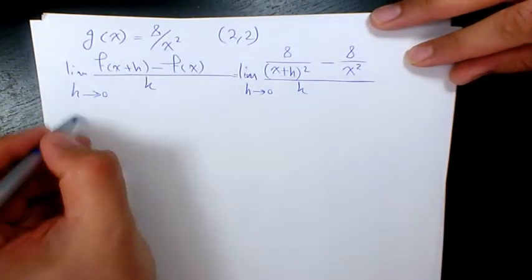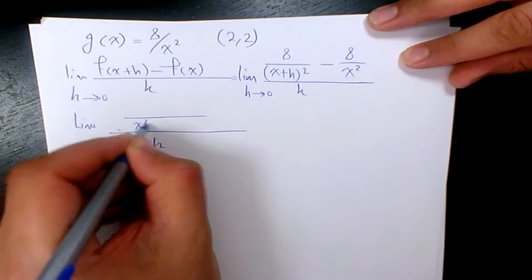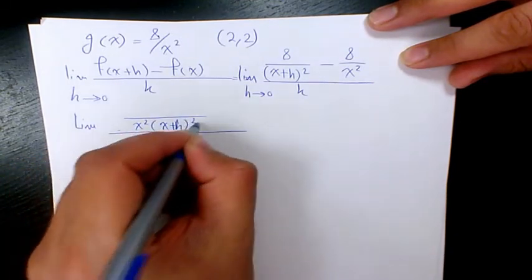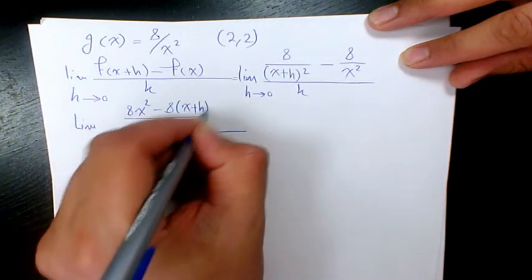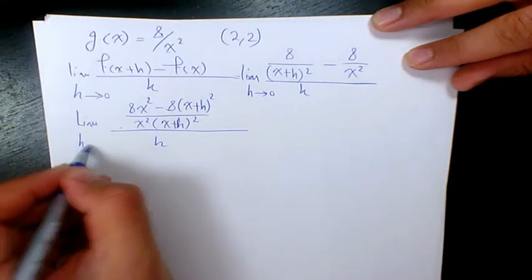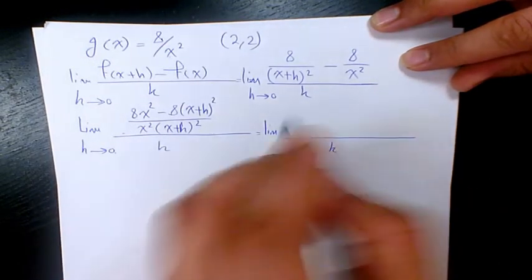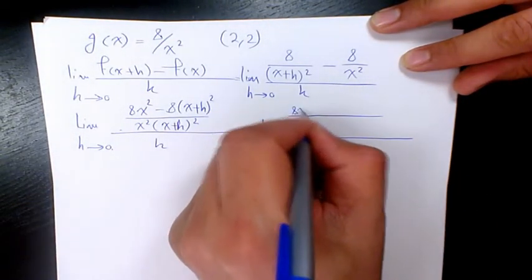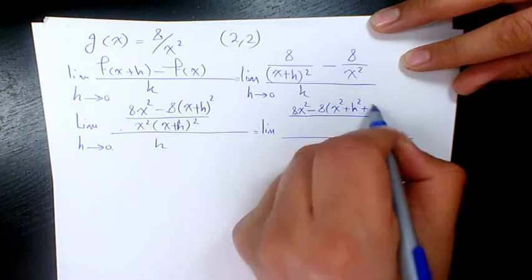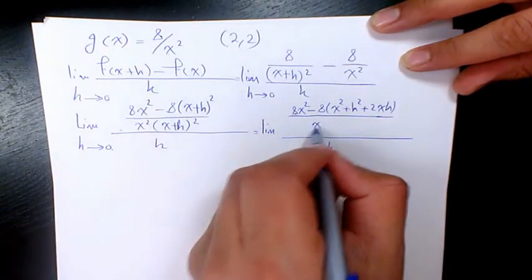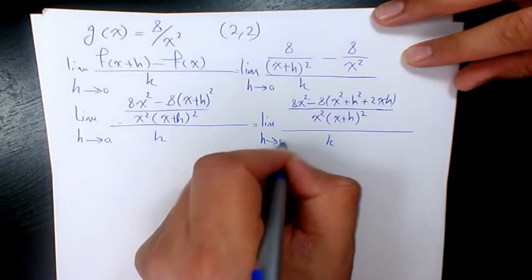You need to have the common denominator, x squared times x plus h to the power of 2. It's going to be 8x squared minus 8 times x plus h squared, when h is approaching 0. Then the limit, over h, it's going to be 8x squared minus 8 times x squared plus h squared plus 2xh, divided by x squared times x plus h squared when h is approaching 0.